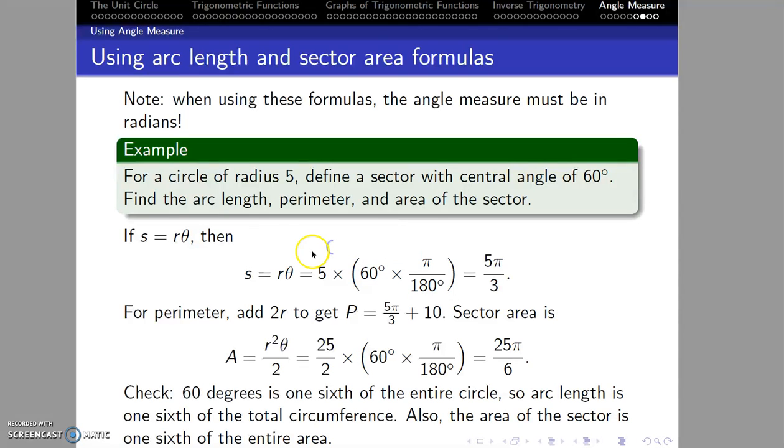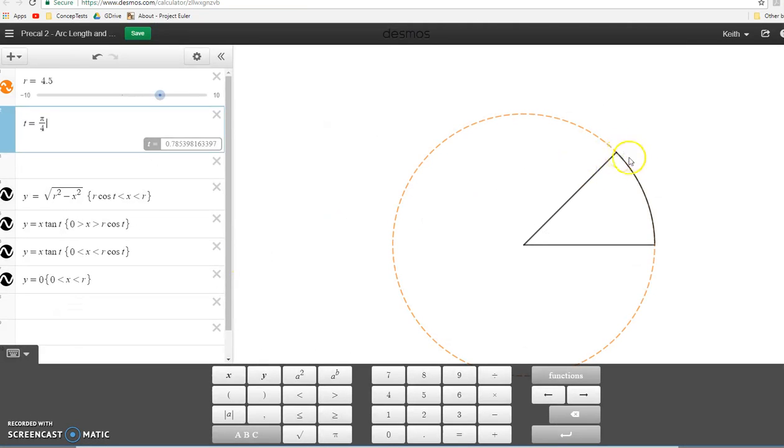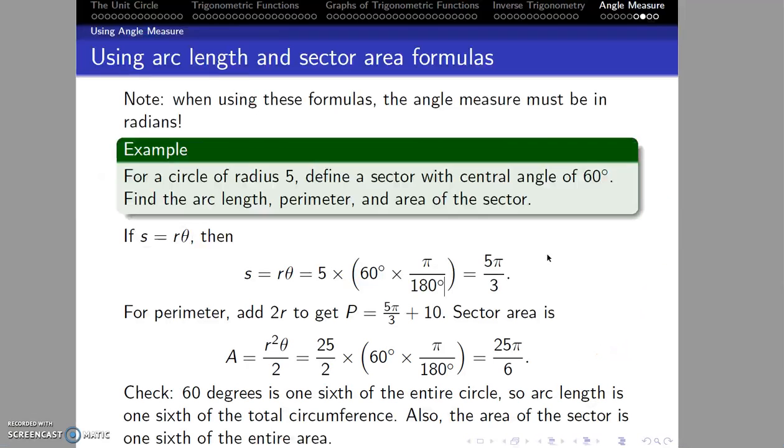And also, if you wanted perimeter, recognizing that for these pizza wedges, I've got my arc length plus the radius twice to get the overall perimeter, I would just add 2r to that, or 5 pi over 3 plus 10. Not really terribly important, but just for completeness' sake. And then lastly, sector area, I use this formula. I have to again convert to radians, or just reuse the radian measure I found earlier, and I'll end up with 25 pi over 6 square units.